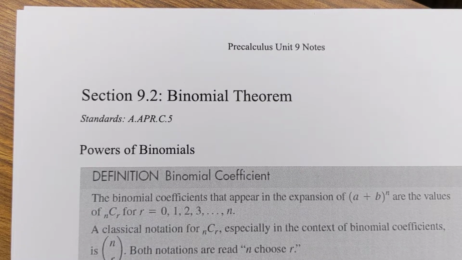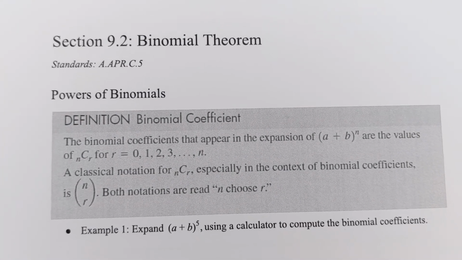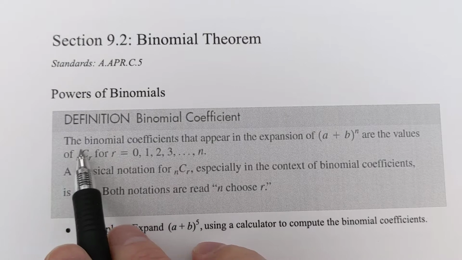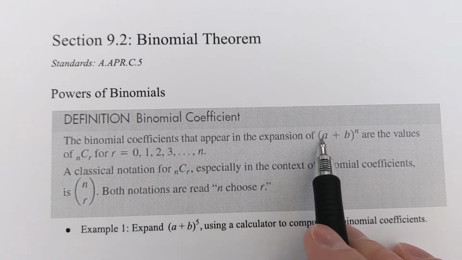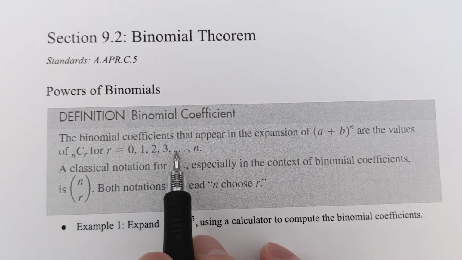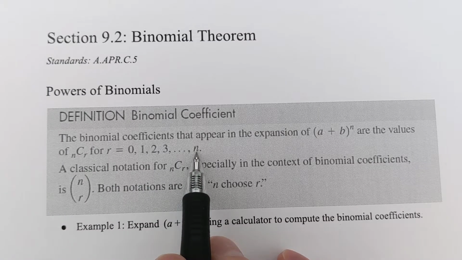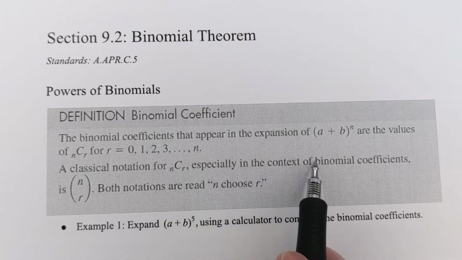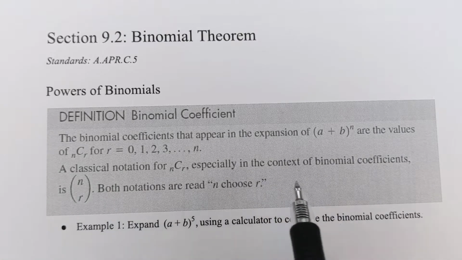Okay, so we've got section 9.2, which is the binomial theorem. The binomial coefficients that appear in the expansion of a plus b to any nth power are the values of nCr for r = 0, 1, 2, 3, all the way up to n. Classical notation, especially in context, is given by n over r, n choose r.